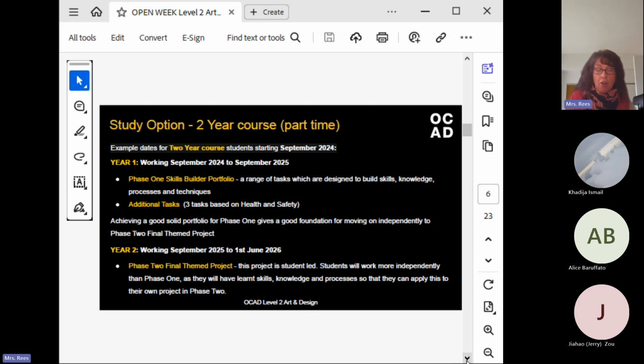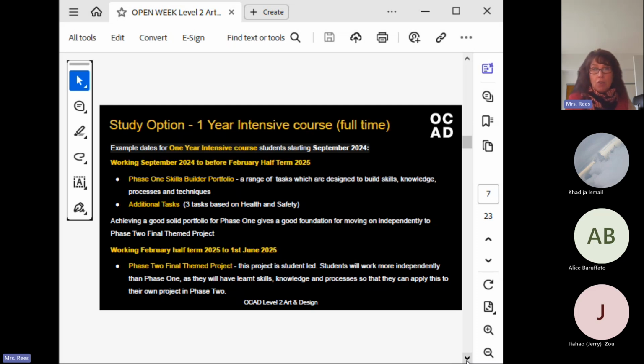Okay. The other option is obviously the 1-year intensive. It is an intensive, full-time course. So as an example, students that started in September 2024, they would be getting phase 1 skills builder and additional tasks in by February half term next year. So we always aim for before the February half term. So you can see already how much shorter the time is.